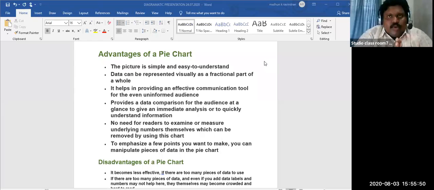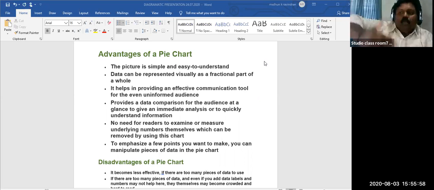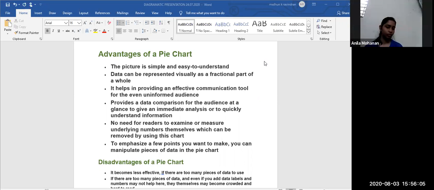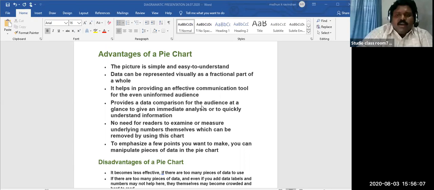Okay, we can easily give importance to one subset of data, or one particular fraction of data, or one particular slice of data. Easily we can convey the message to the public. At a glance, they are able to understand. Okay, that's the advantages of a pie chart.